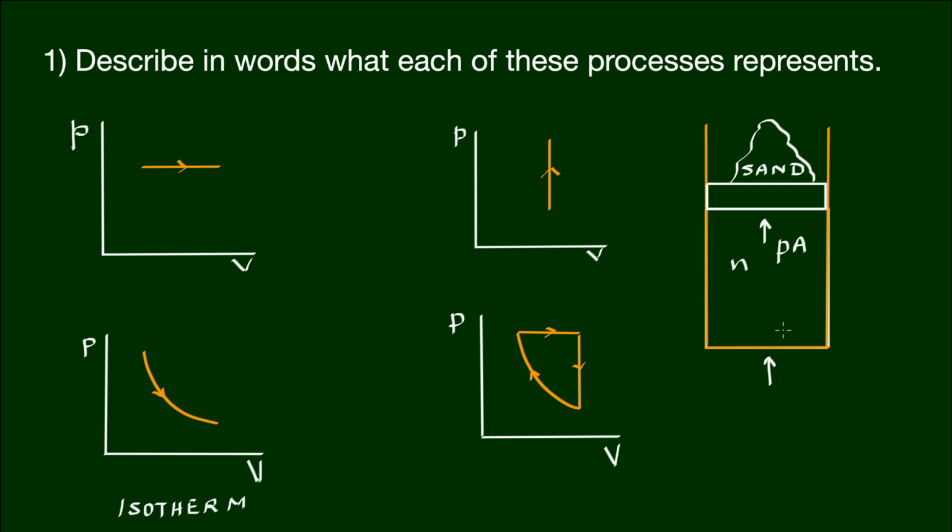So during this isobaric expansion, two things are happening. Heat is flowing into the gas, and furthermore, the gas is doing work by lifting up the sand and the piston. And notice one more thing in this process. Here, at constant pressure, the volume increases. So if you look at our equation, PV = nRT, the pressure is constant. If the volume is increasing, the temperature is increasing.